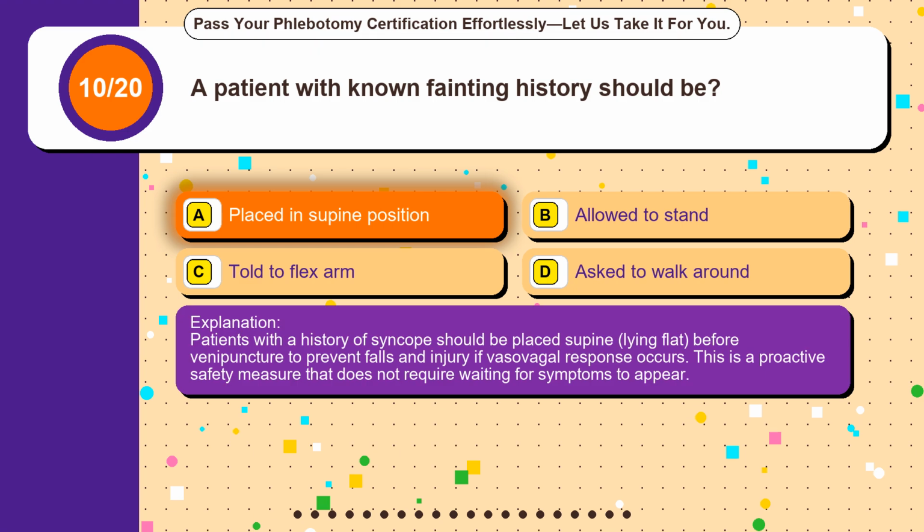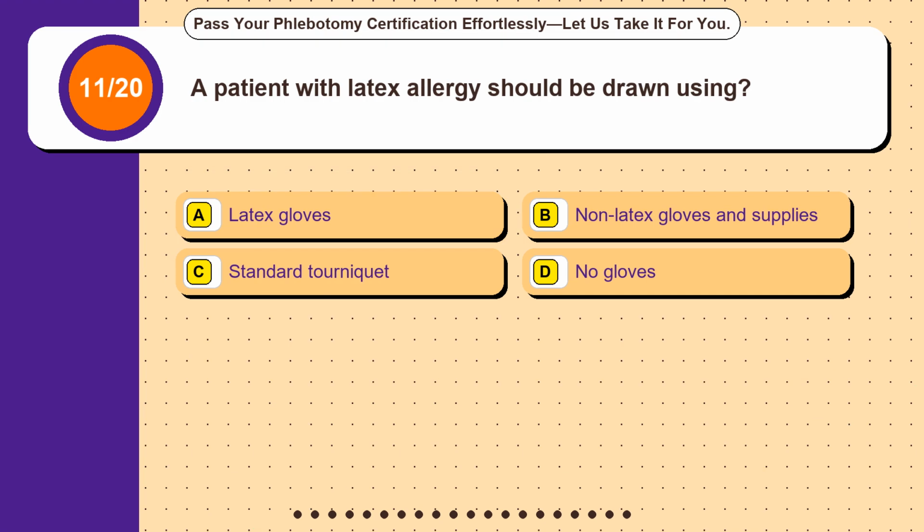Patients with a history of syncope should be placed supine, lying flat, before venipuncture to prevent falls and injury if a vasovagal response occurs. This is a proactive safety measure that does not require waiting for symptoms to appear. Question 11.